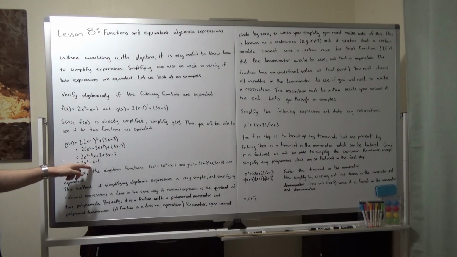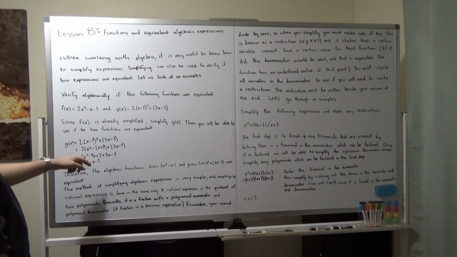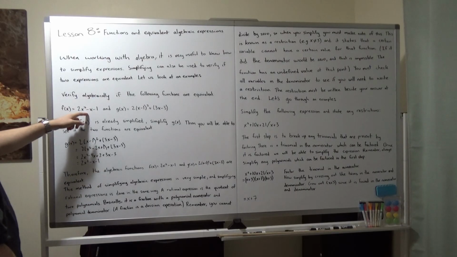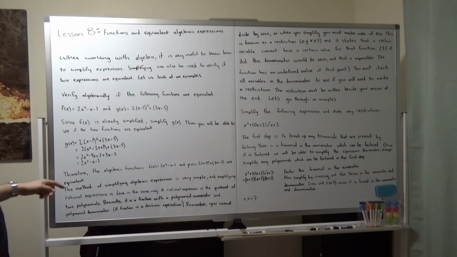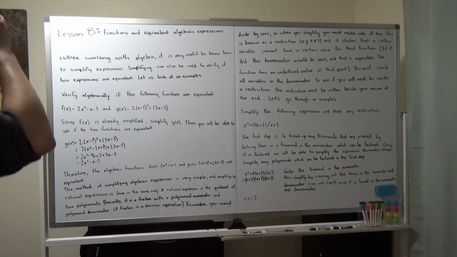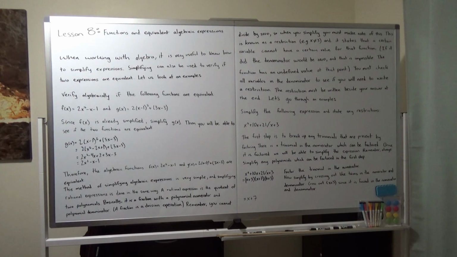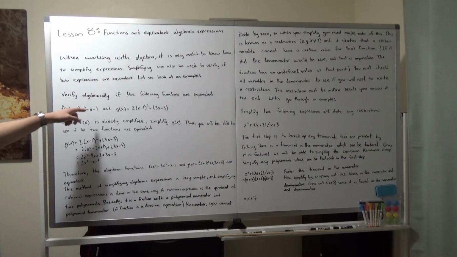We get 2x squared minus x minus 1, which is the same as f of x. Therefore, the algebraic functions f of x equals 2x squared minus x minus 1, and g of x equals 2 times (x minus 1) squared plus 3x minus 3 are equivalent.